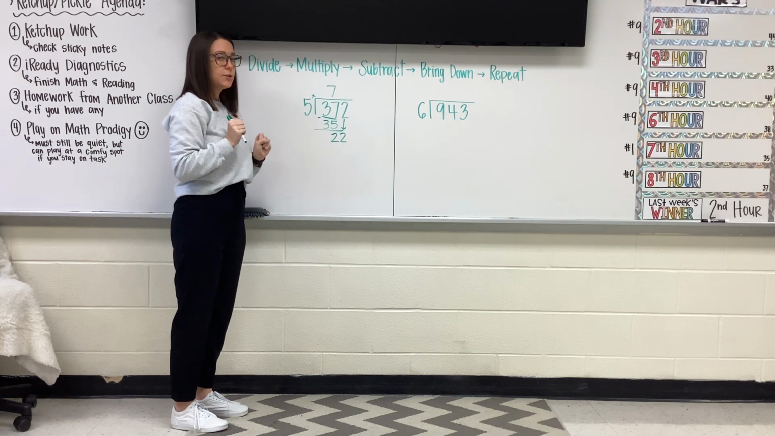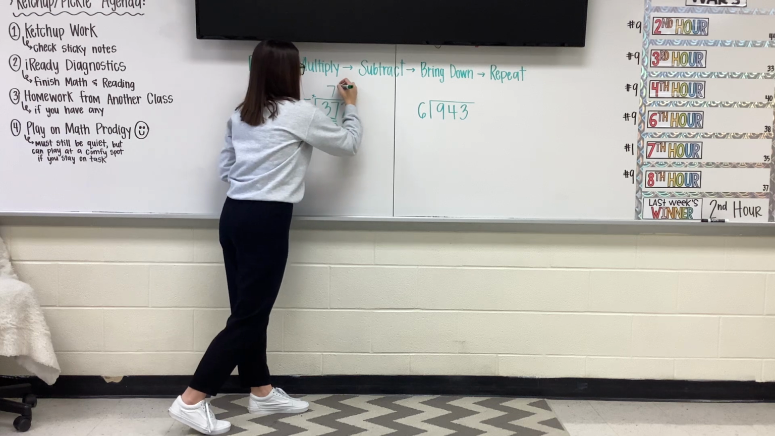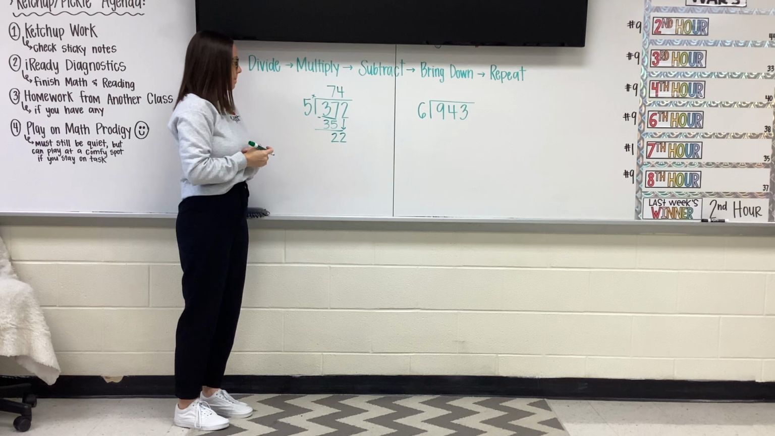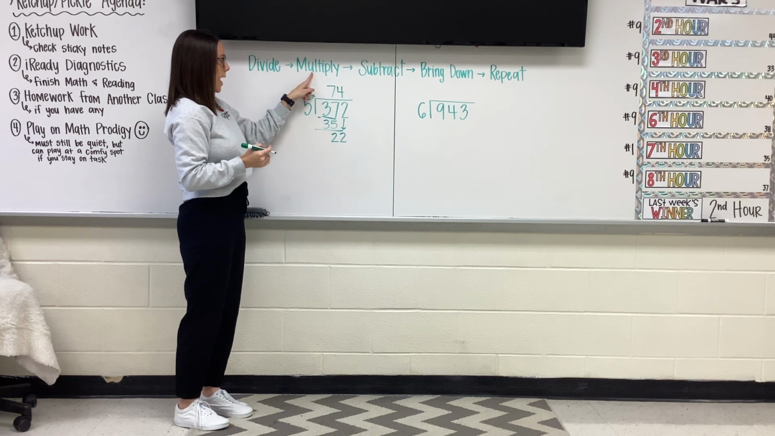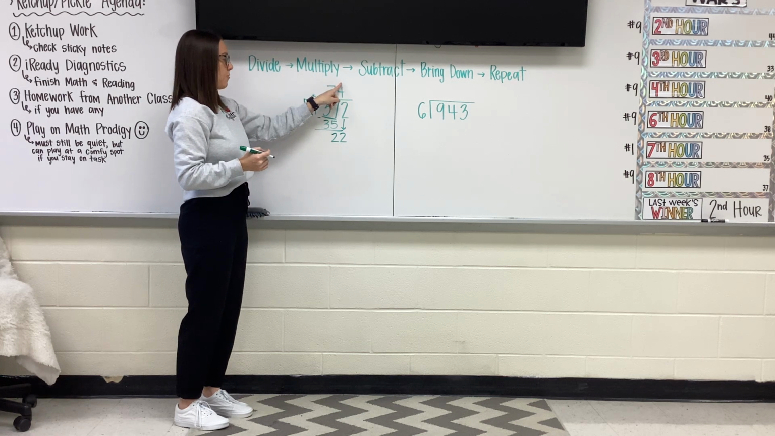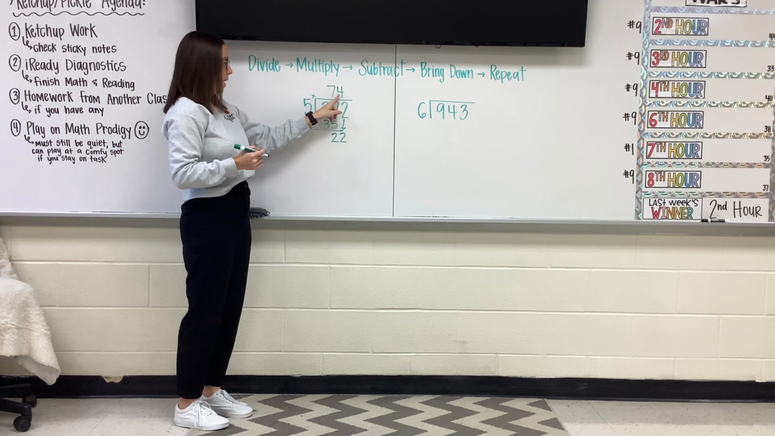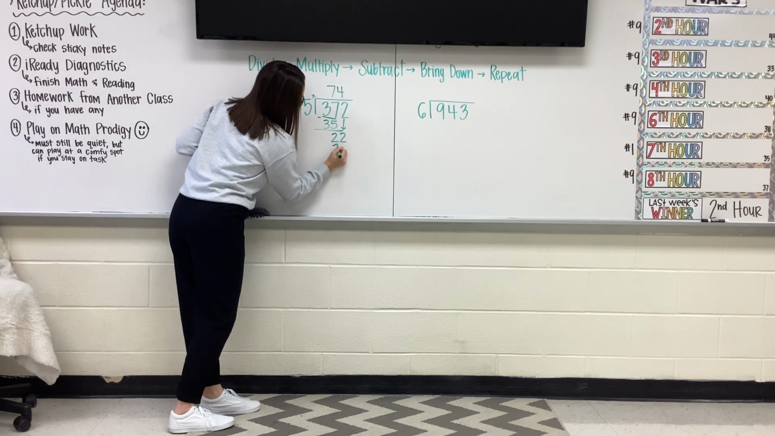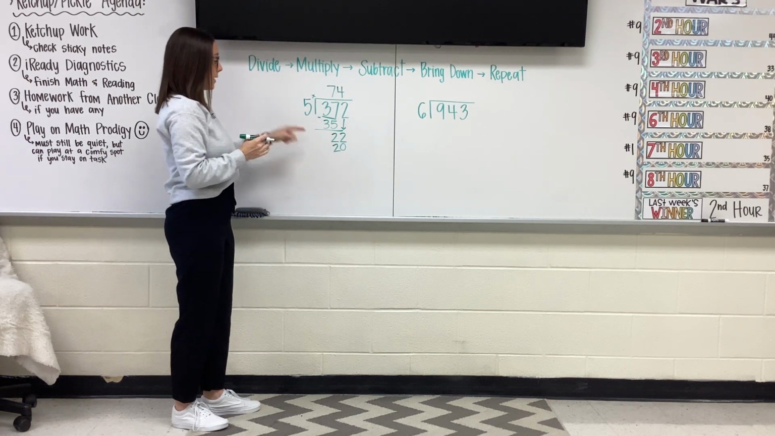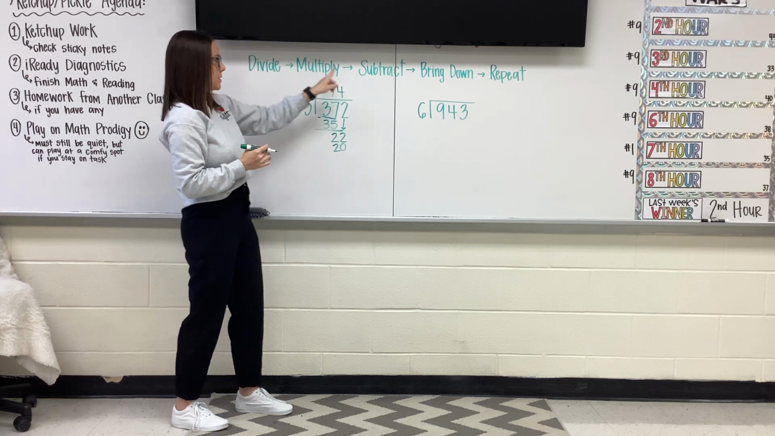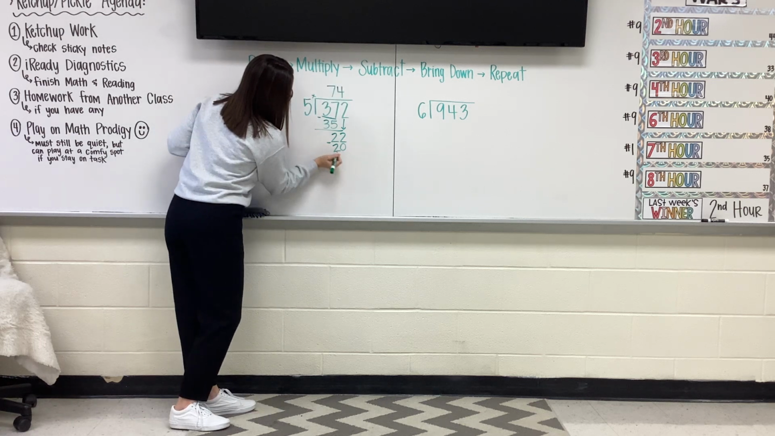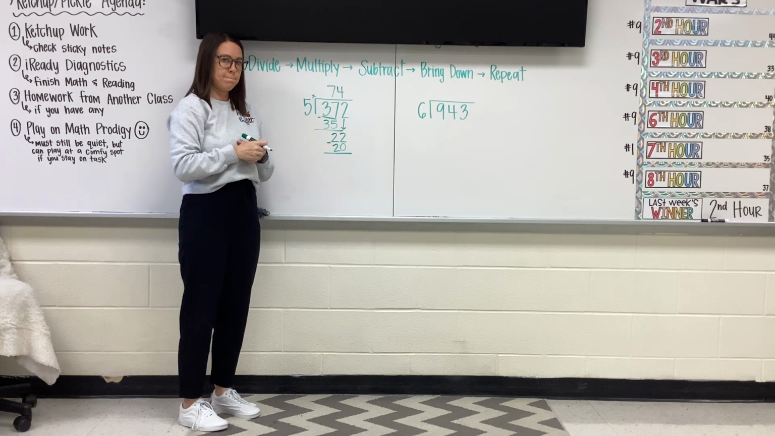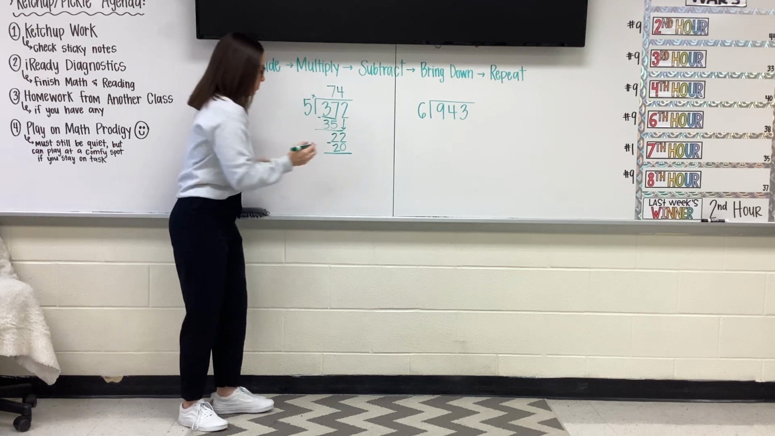5 will fit into 22 4 times. So I'm going to write my 4 up here at the top. That's the closest that I could get. Then I need to multiply 5 times 4 because the 4 is what I just put up there. So 5 times 4, I know my 5 is really good, so I know that's 20. I'm going to write down 20, getting it ready because remember my next step is to subtract those. Let's subtract 22 minus 20. That would be 2.